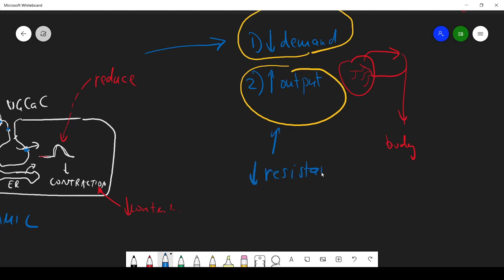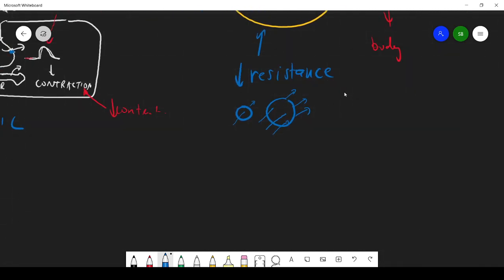In terms of increasing output, one way of doing this is to reduce the resistance in the blood vessels. Because if you make a blood vessel bigger, you can get more flow going through the blood vessel for the same amount of pressure. So how do we do that? We cause vasodilation. We want the muscle to relax.